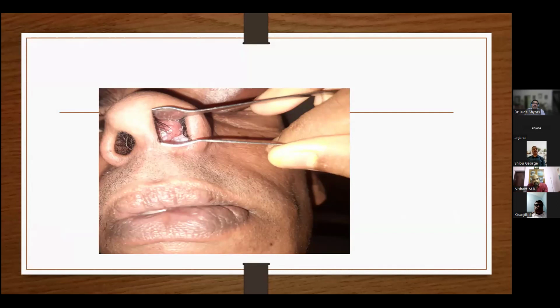Is it sensitive to touch or insensitive? It was insensitive, sir. Insensitive to touch. Okay. That is highly unlikely. So both the roof and medial wall you are not able to probe, right? Yes, sir. Medially, the swelling was found extending to the other side also.